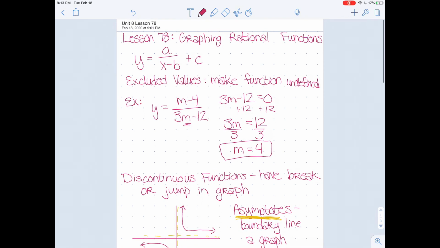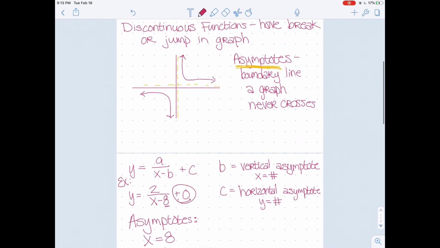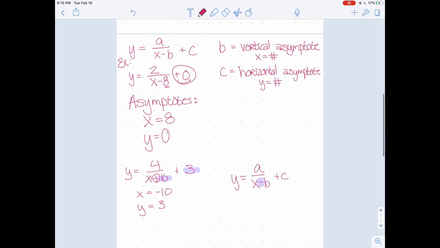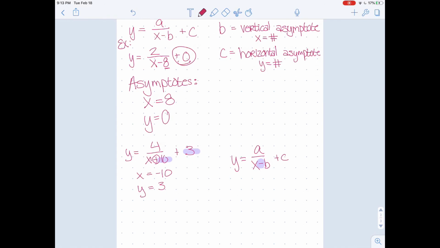We know that there are excluded values where we just set the denominator equal to 0. We know what asymptotes are, and we know how to find them. So, as long as we can put points into an equation and graph them, we are set. So, you should have everything you need to go ahead and start the homework.